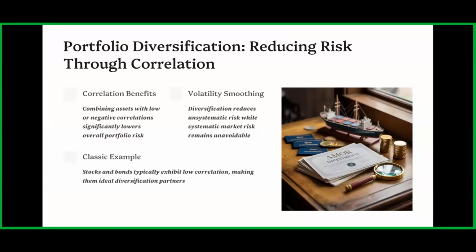Okay, so why is portfolio diversification important? It reduces risk through correlations. Actually, we use an advanced mathematical tool in the Markowitz portfolio model theory. Markowitz used correlations to conclude how a particular investor can make a good portfolio. So what is the benefit of correlations? Combining assets with low or negative correlation significantly lowers the overall portfolio risk.